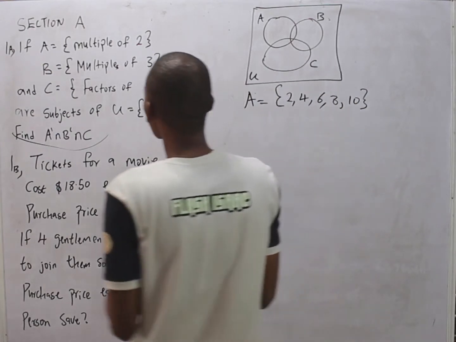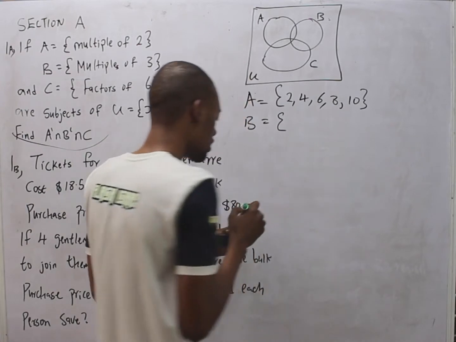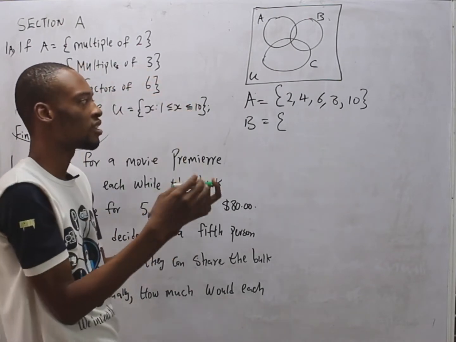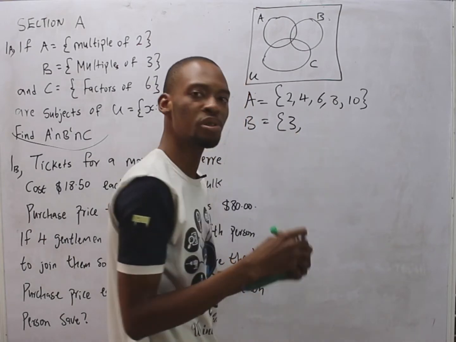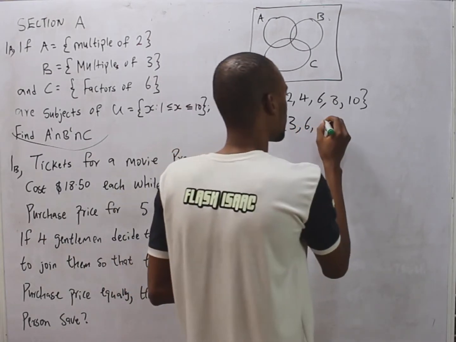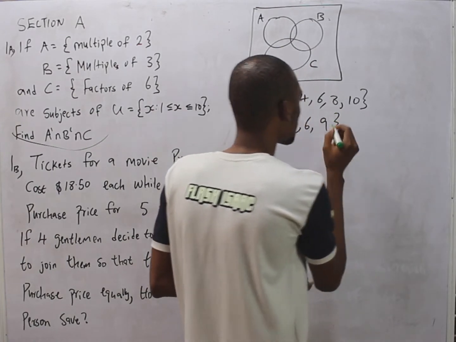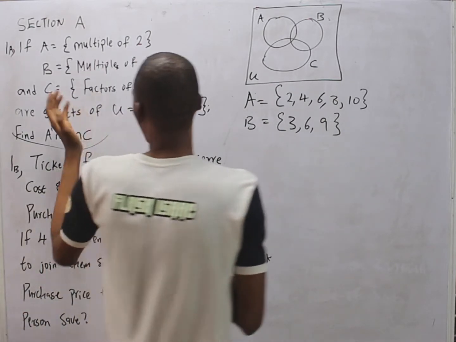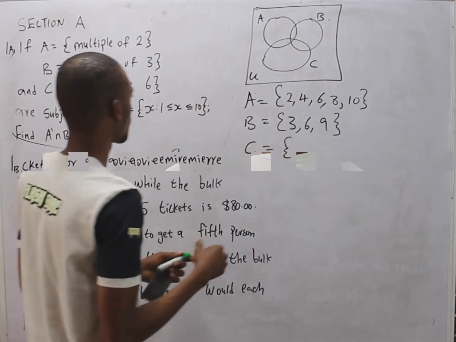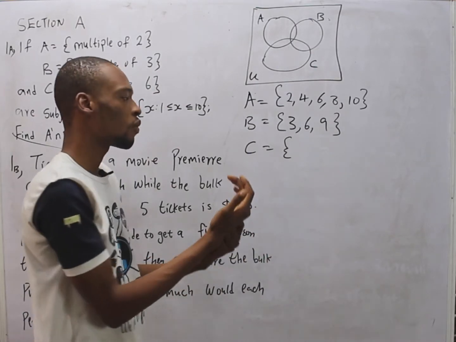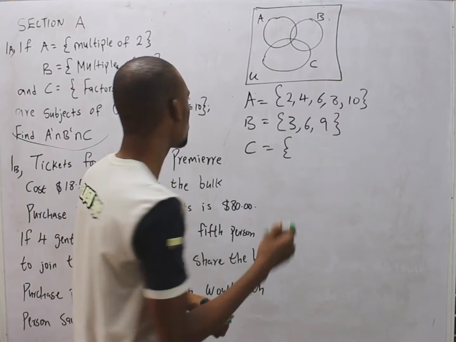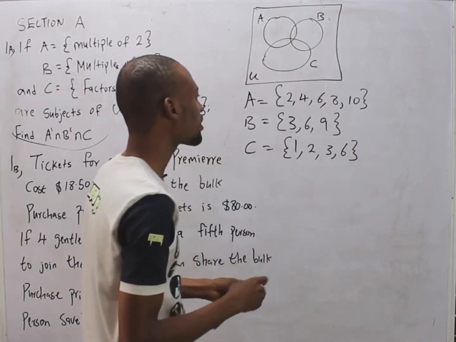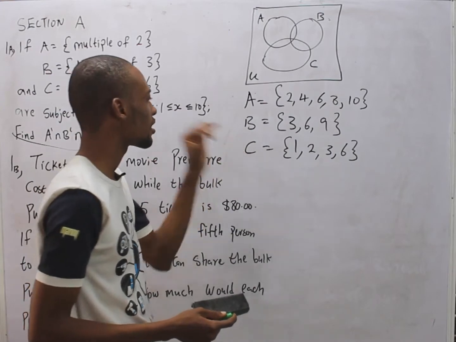Set B is multiples of 3. So B is a set of multiples of 3 such that the values are greater than or equal to 1 and less than or equal to 10. So 3 times 1 is 3, 3 times 2 is 6, 3 times 3 is 9. That is all, since we are not exceeding 10. 3 times 4 is 12, and that is already more than the universal set. And C is a set of factors of 6. 6 can divide itself, 1, 2, and 3. So the factors of 6 are 1, 2, 3, and 6. We've gotten the complete set A, set B, and set C.